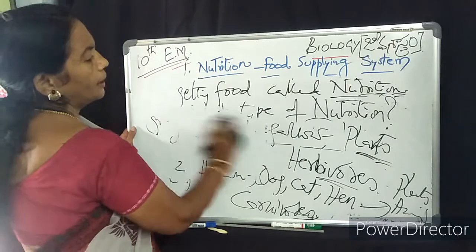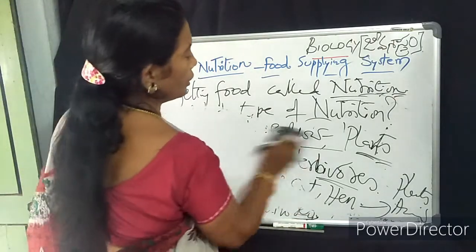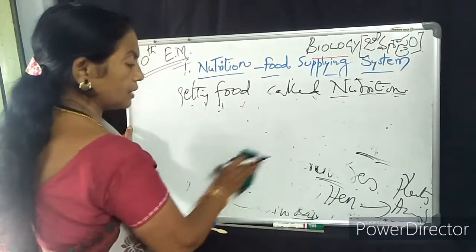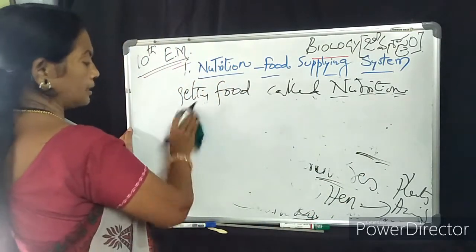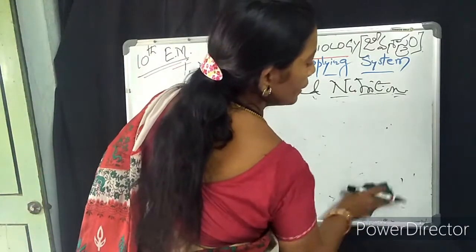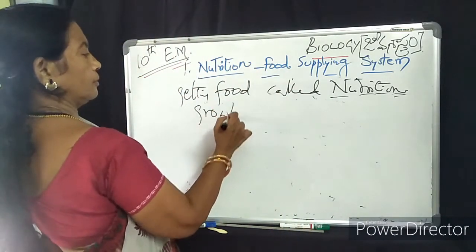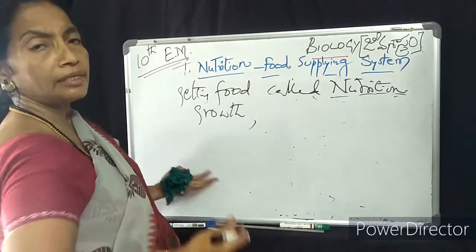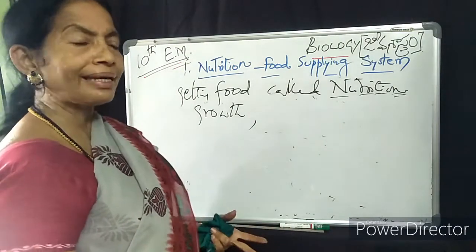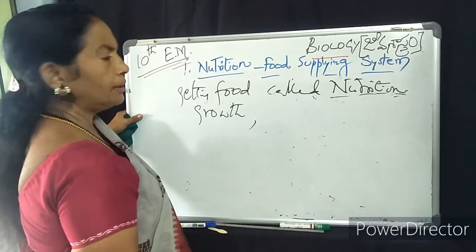So these are the types of nutrition. We have this lesson. Nutrition means we should know what nutrition is, and why nutrition is needed for animals and plants. For the growth. They have to grow. Animals and plants have to grow. A small cat should grow into a big cat, and a small plant into a big tree, like that.